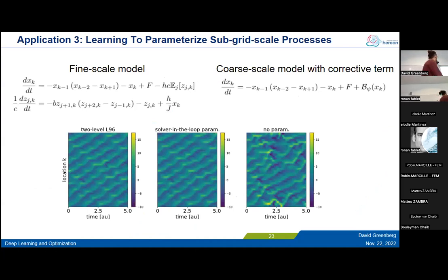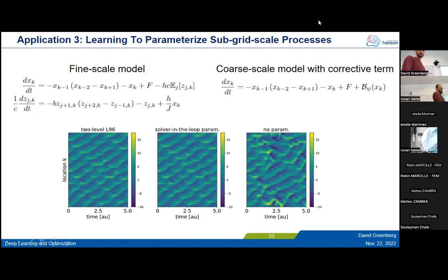And so we pose the differential equation this way. Here on the left-hand side, you have the full fine scale model. Here's the coarse scale model, where we replace the forcing from the fine scale variables with a function of the coarse scale variables. We're trying to guess what the effect of the fine scale variables is from the state of the coarse ones.